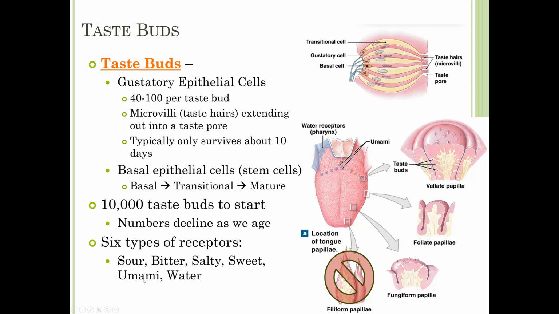Umami is a taste that's described as being a meaty taste, and the umami receptors are stimulated by glutamate, which is present in high quantities in proteins. So you can think of umami as more of a protein type taste. And then yes, we also have water receptors. These are not on the tongue, but rather they are in the back of the throat in the pharynx region.